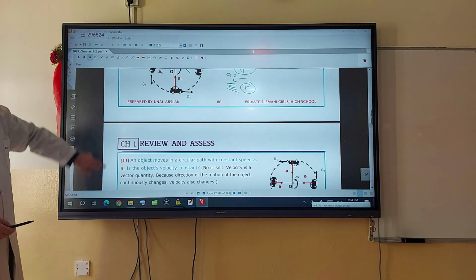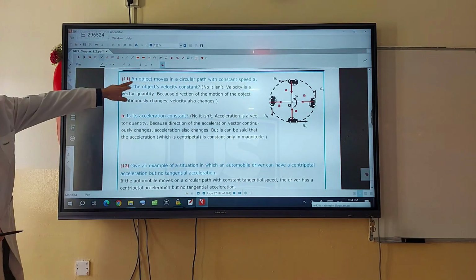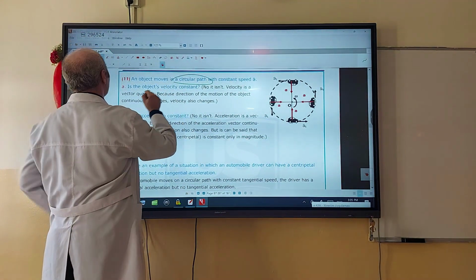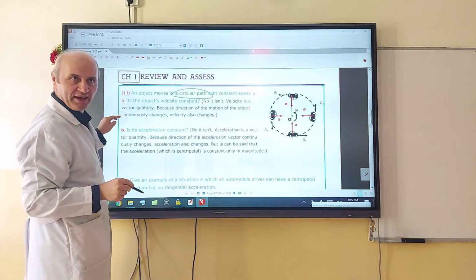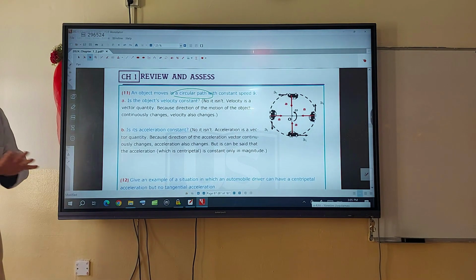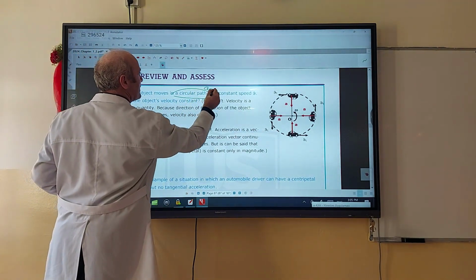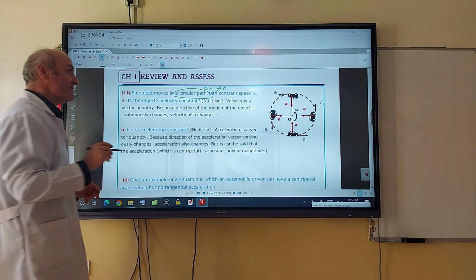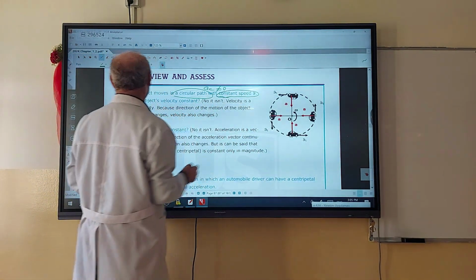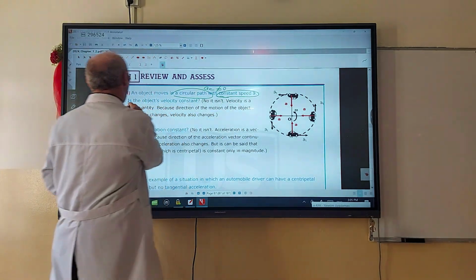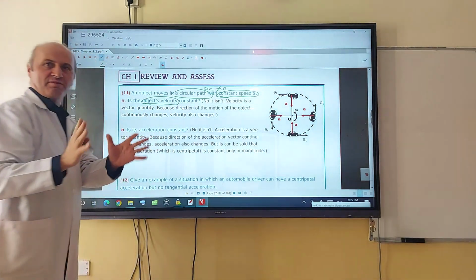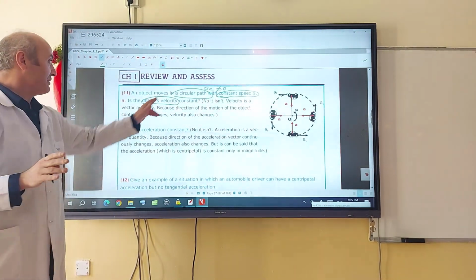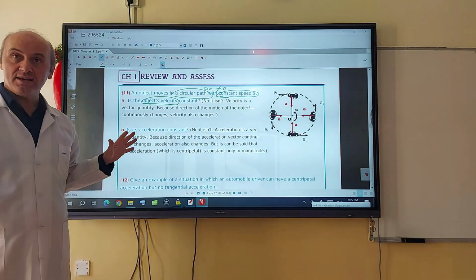Then continue. Question number 11. An object moves in a circular path, this time again with constant speed v. If an object moves in a circular path, AC absolutely exists. AC is not zero. But this object is moving in this circular path with constant speed. A. Is the object's velocity constant? First, velocity is a vector. If velocity is to be constant, the object should move in a straight line path. Since it is moving in a circle, we cannot say velocity is constant.